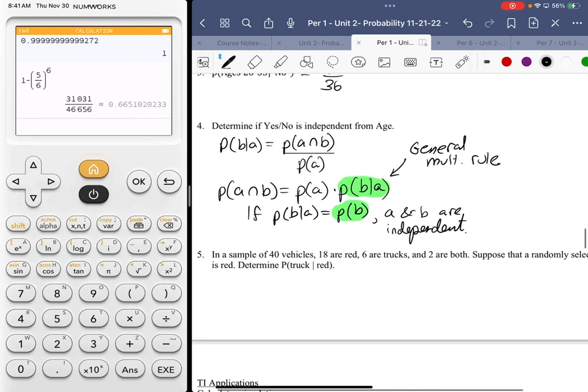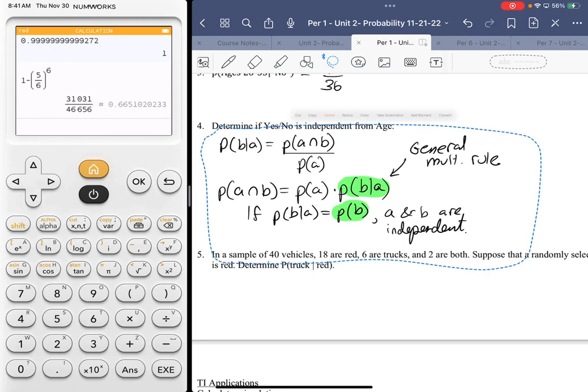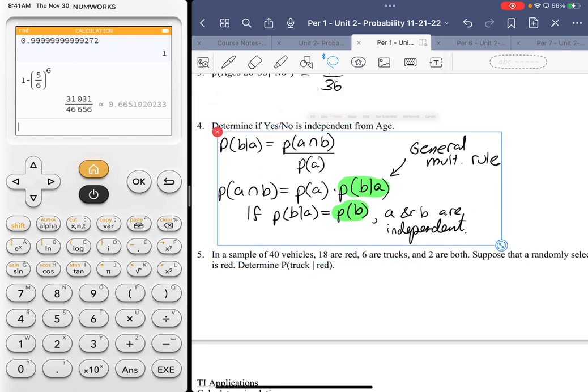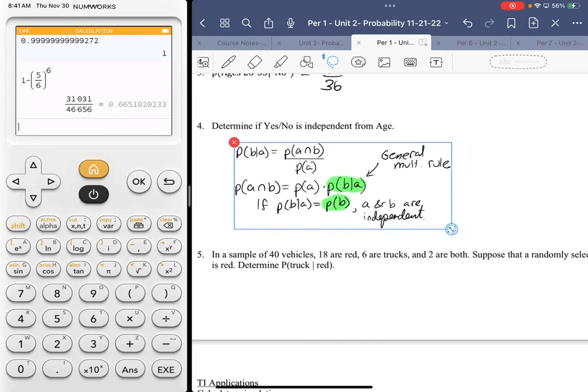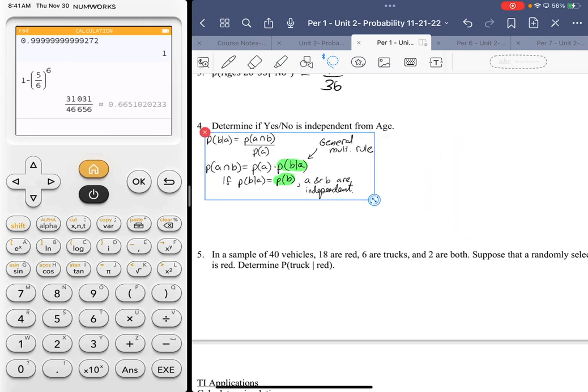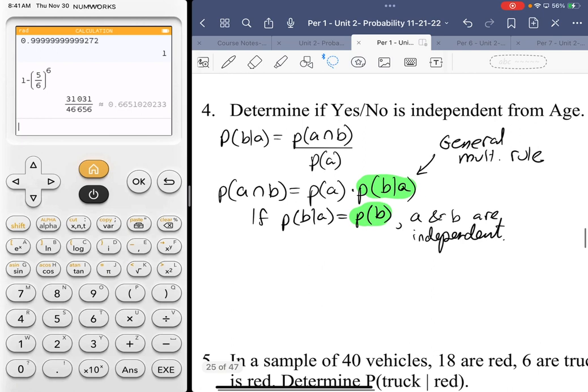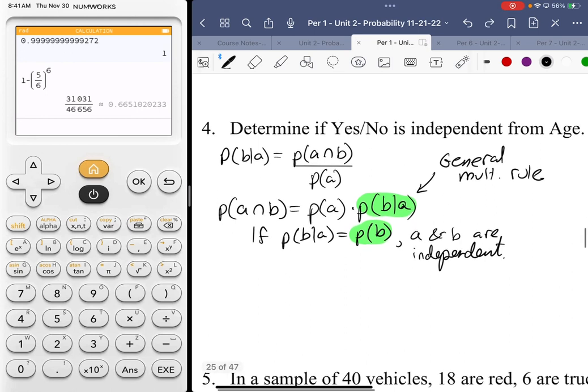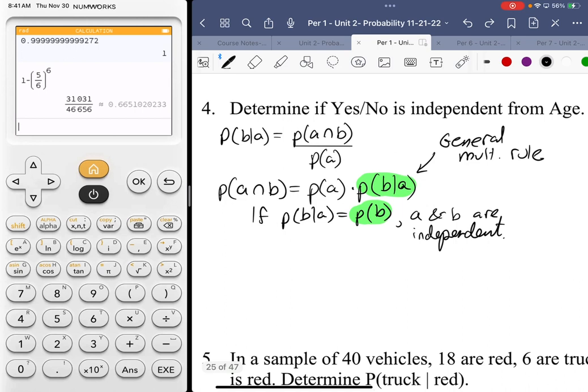All right, so basically everything we've done on this page is some variation of the general multiplication rule. I'll just shrink and zoom in, hold on. So if I could demonstrate this for whatever variables I'm interested in, then I will have established that A and B are independent of one another. So they're saying find, well, they didn't say directly find the probability, but we're going to find the probability that yes and no is independent from age.